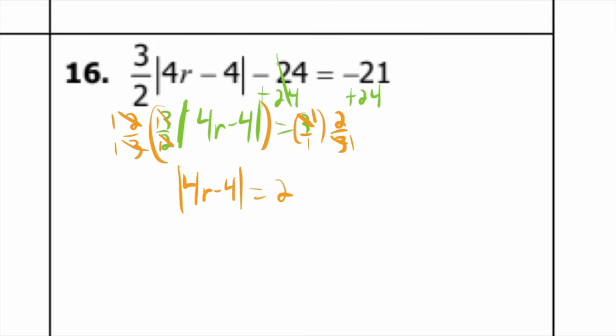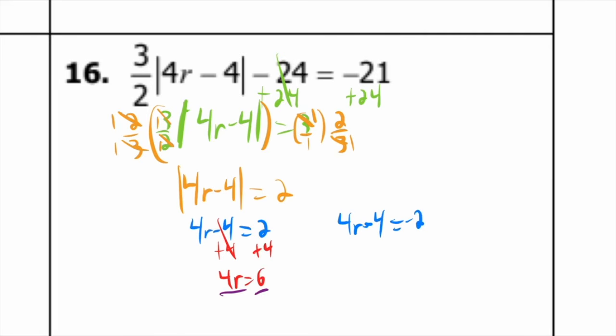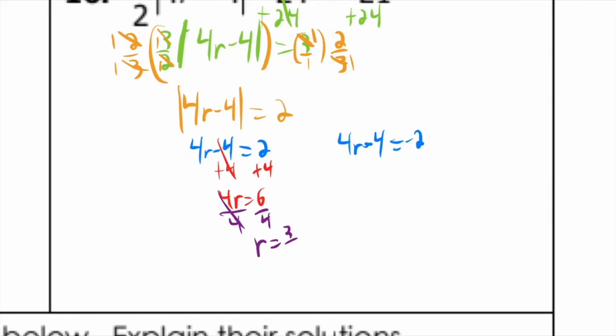So now my absolute value is isolated, so I make my two equations. 4r minus 4 equals 2, and 4r minus 4 equals negative 2. In each of these equations, I will begin solving by adding 4. And I get 4r equals 6. And then dividing by 4, I get a fraction, which is okay, and that's 3 over 2, or 1.5. Whether you call that 3 over 2 or 1.5 is perfectly fine with me.